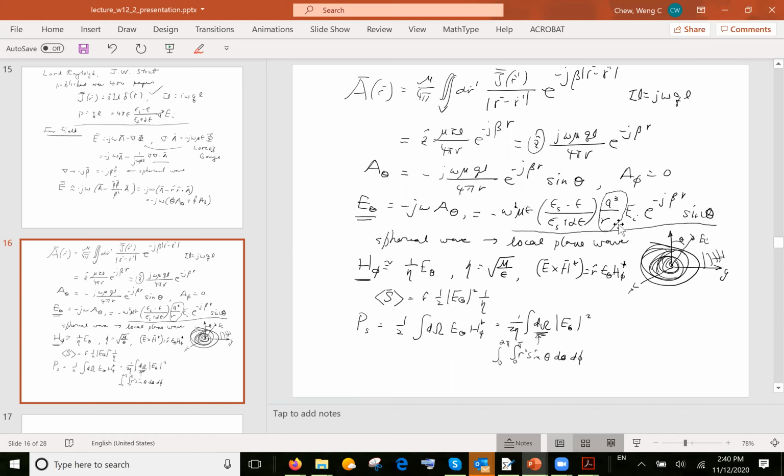Energy conservation. Very good, excellent. Who said that? Is it Arjun? Yes. Okay, energy conservation. By energy conservation, the field has to decay as 1 over r.